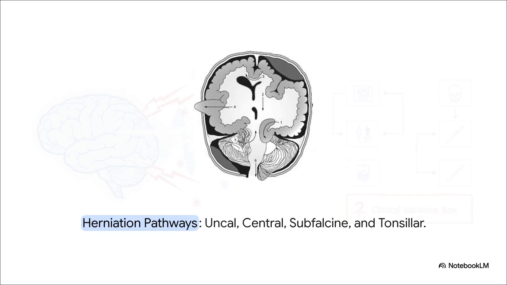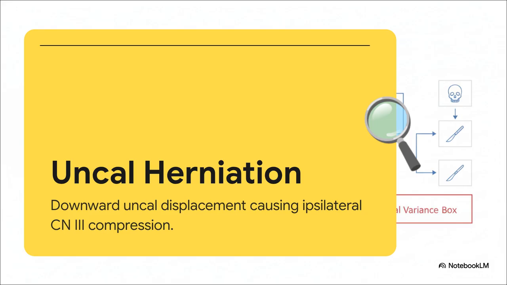But right now, I really want to focus your attention entirely on pathway number 1. This is uncal or transtentorial herniation. The uncal gyrus of the medial temporal lobe is literally being displaced downward, right over the tentorium cerebelli. You have to immediately recognize this when a patient presents with an ipsilateral, down and out, or completely blown unreactive pupil. Why does that happen?